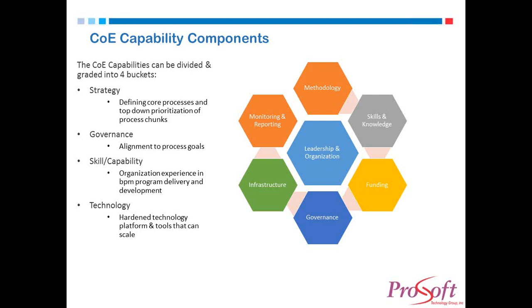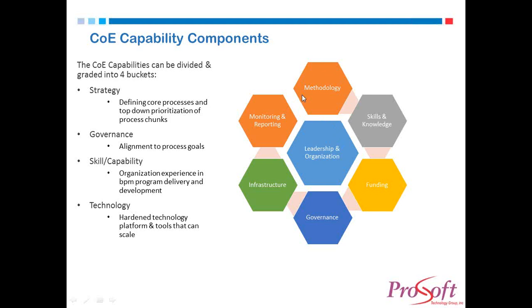The core capabilities for a CoE can be categorized into four buckets around strategy, governance, skill, and technology. Now, on the right-hand side here, it's broken down into additional capabilities, and all of these map to these high-level categories of strategy, governance, skill, and technology. But from a CoE perspective, you definitely have to have a methodology. There are two core capabilities, like I mentioned, process discovery and process development.